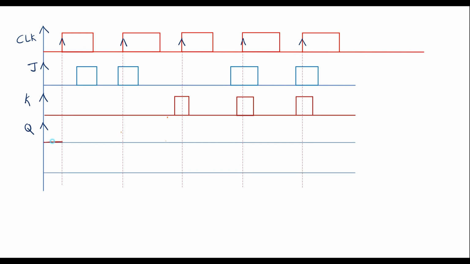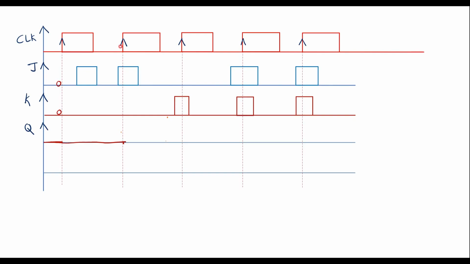I will assume Q input is 0 at the beginning. When the first positive edge of the clock arrives, at this instant, J value is 0, K value is 0. When J is 0, K is 0, there is no change in the output. It means the same thing will be continued till the next clock pulse. So this is the next clock pulse period. Till this, the same thing will continue.